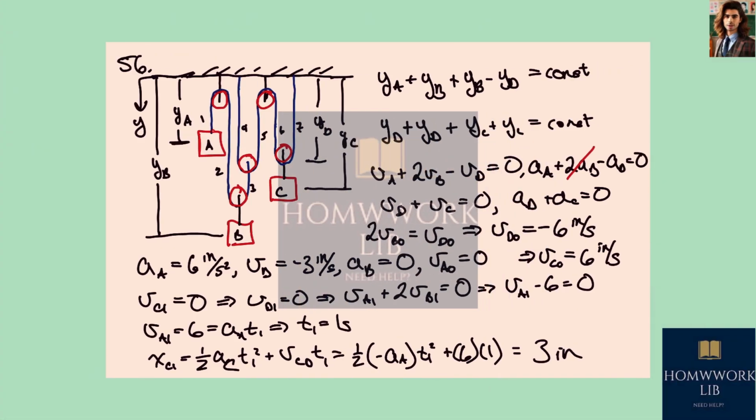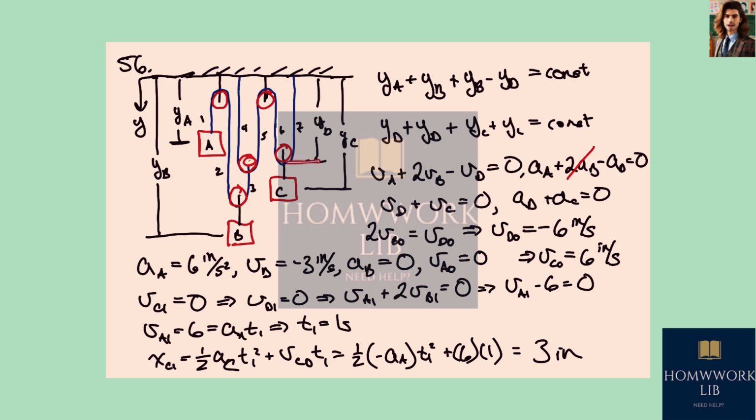In this problem, we have a contraption here. We have 3 weights hanging from 1, 2, 3, 4, 5 pulleys. We have 2 cables. And so the constraint for this first cable is this span here is YA plus a constant. This span here is YB plus a constant. And this span here is YB minus YD plus a constant.